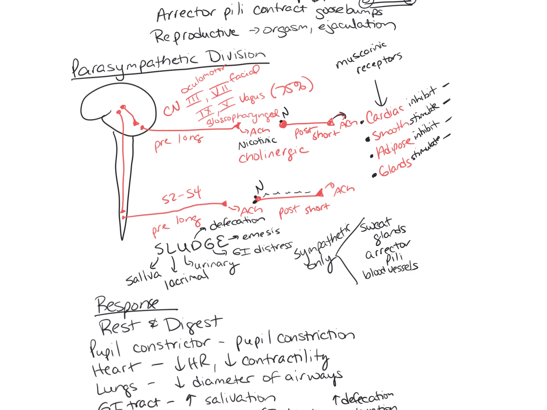So then the heart rate would go back up, the smooth muscles would be inhibited, and so motility would slow down, urinary production would slow down, and the reproductive system would slow down. The adipose tissue would start releasing triglycerides. The glands would stop secreting all their secretions.